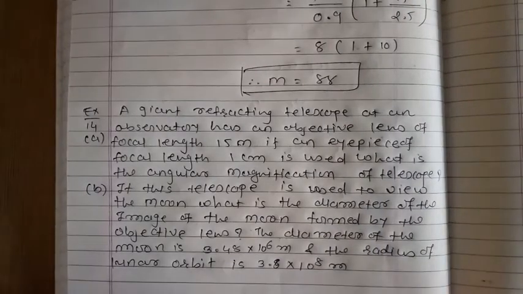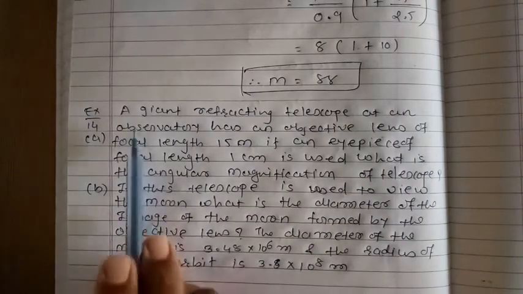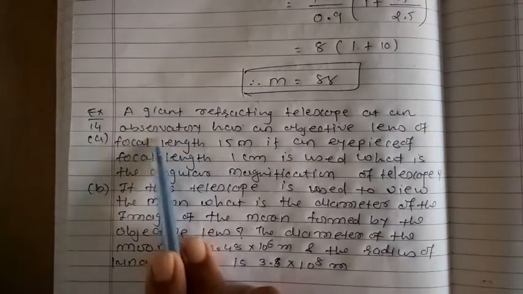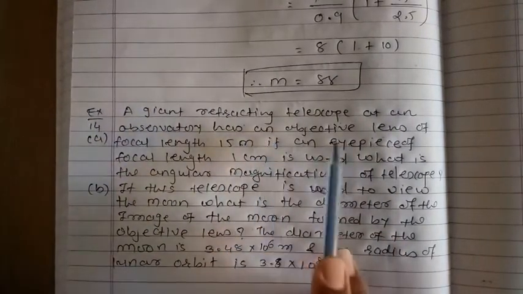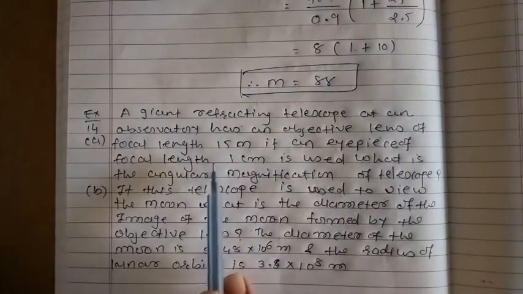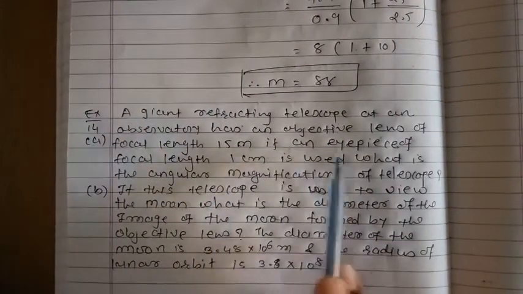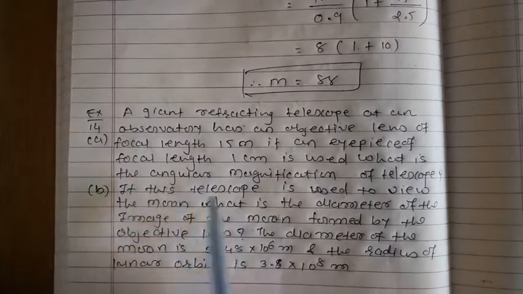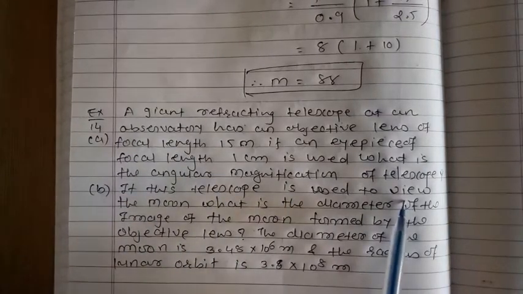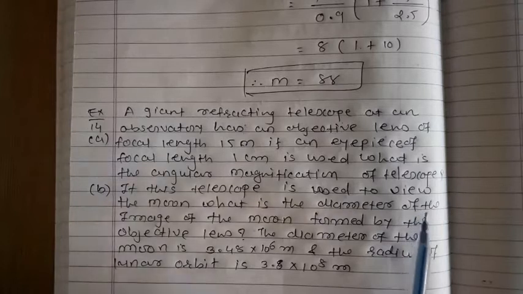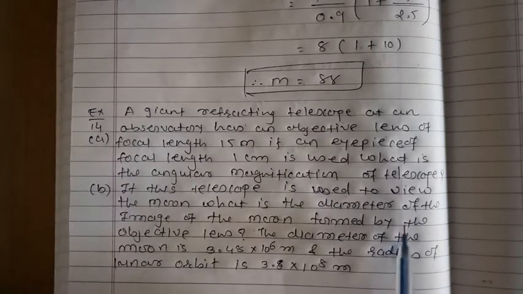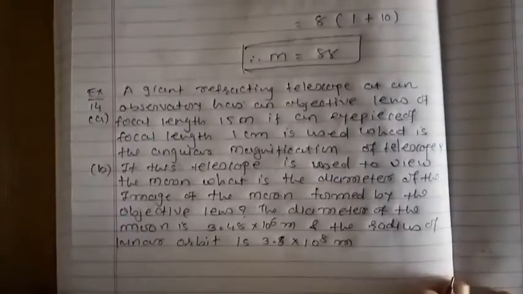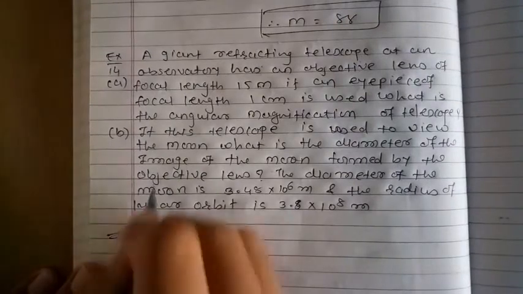Now the next example is example number 14. A giant refracting telescope at an observatory has an objective lens of focal length 15 meter. If an eyepiece of focal length 1 centimeter is used, what is the angular magnification of the telescope? This is a very easy question, because we know angular magnification M is equal to FO upon FE. We know FO and FE, so first we solve the first case, then we discuss the second.